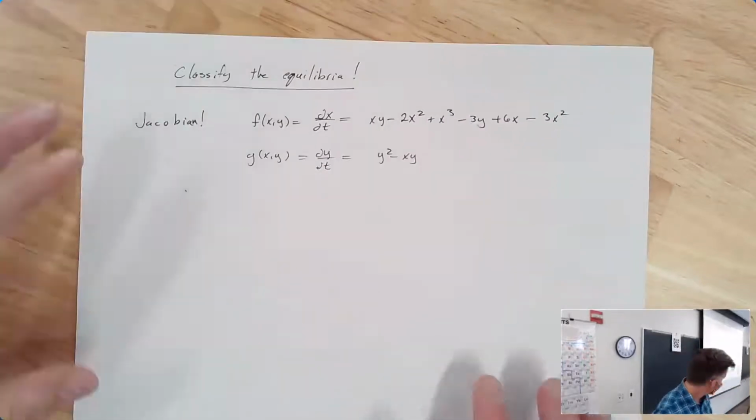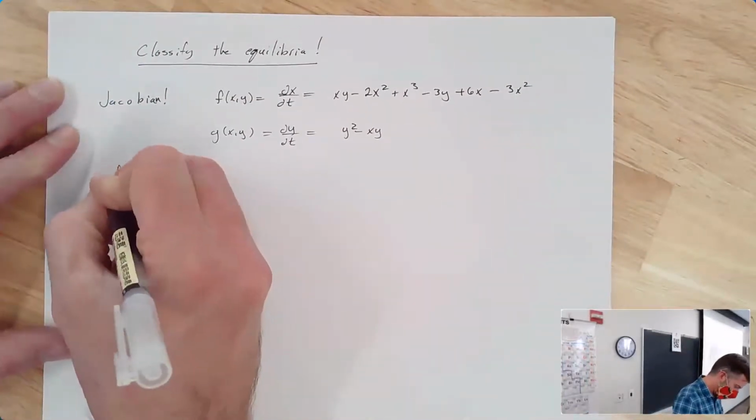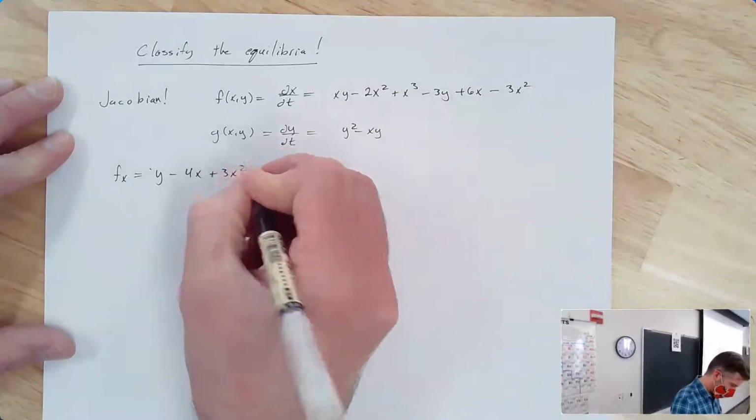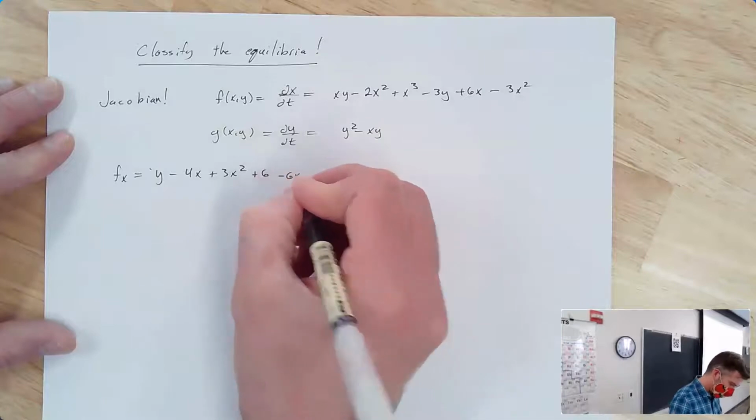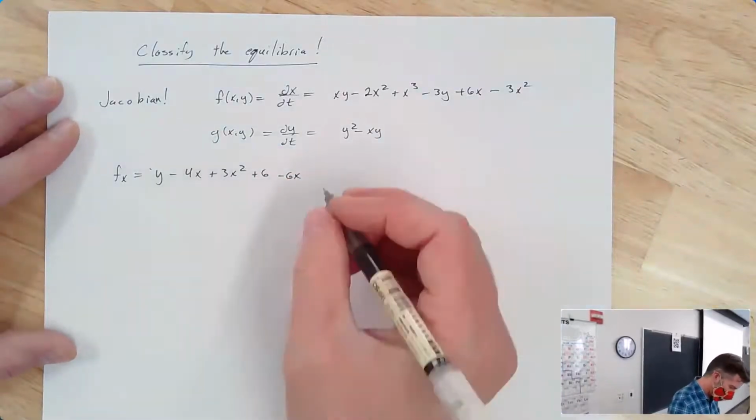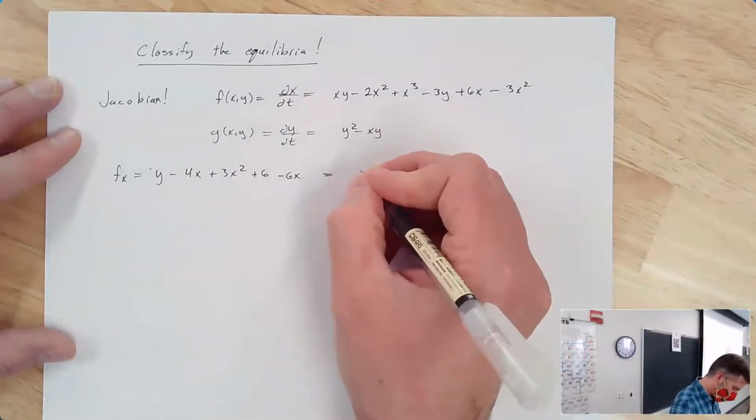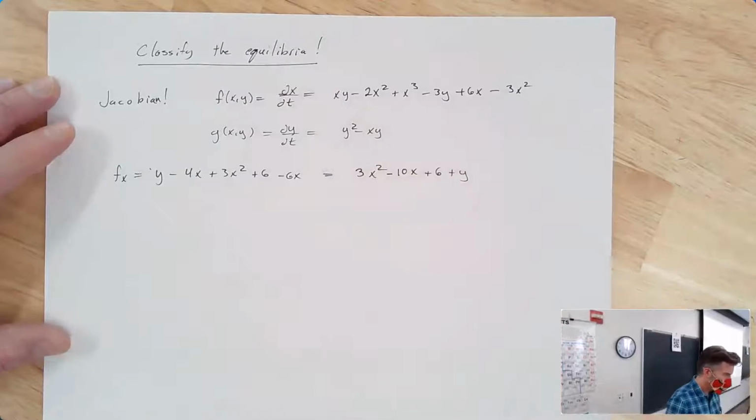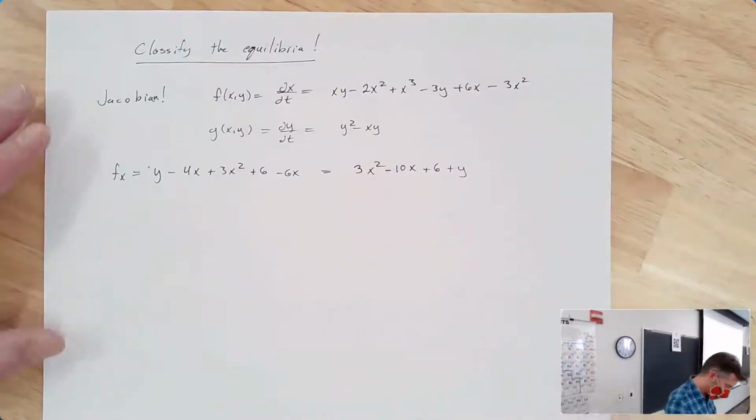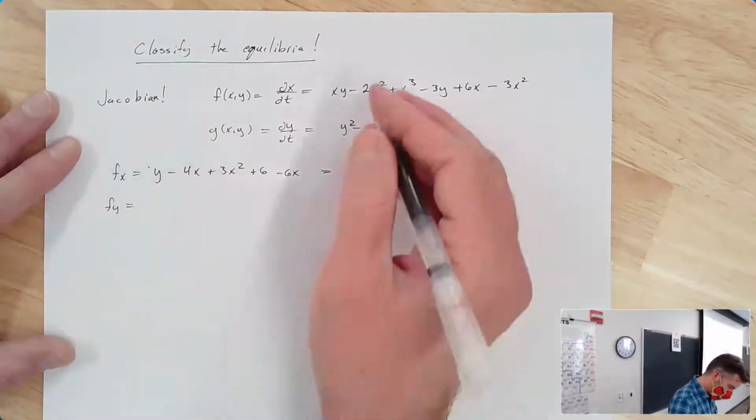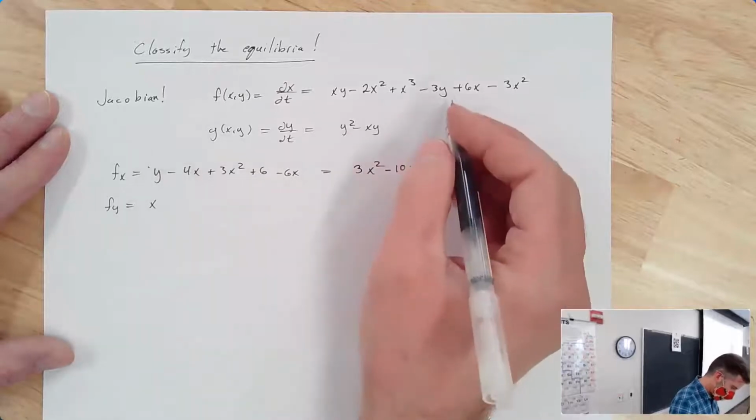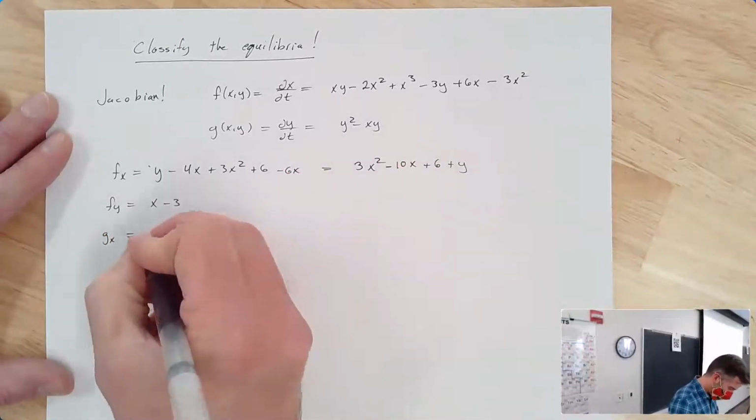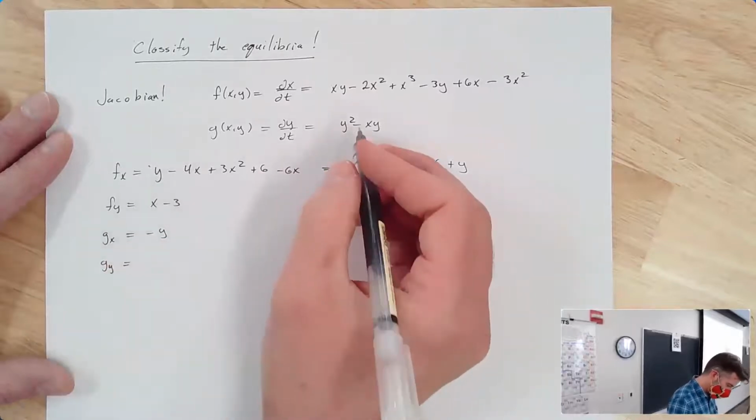All right, so let's find all the things. The partial with respect to x is going to be y minus 4x plus 3x squared plus 6 minus 6x, which we can combine a little bit, but not a lot. I would probably write it like this: 3x squared minus 10x plus 6 plus y. F sub y would be much nicer. It'd be x minus 3. That's a lot better. G sub x would be negative y. G sub y would be 2y minus x.